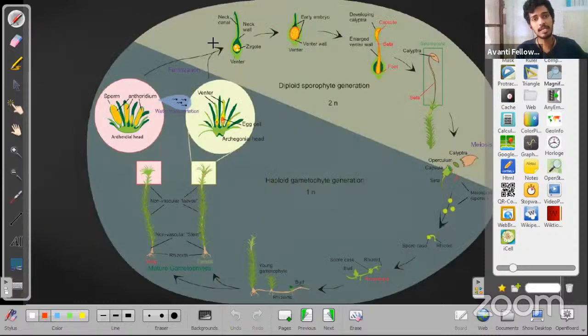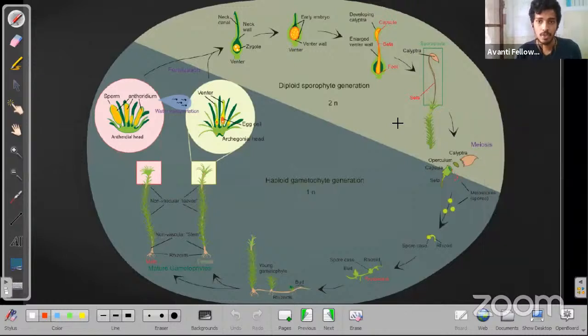So here I'm coming to this one. What is this? This is the life cycle of the bryophyte. Here I will explain which is motile and which is non-motile, how it's happening, all those things. So where do we start from? It's better if we start from the gametophyte. That's very good.